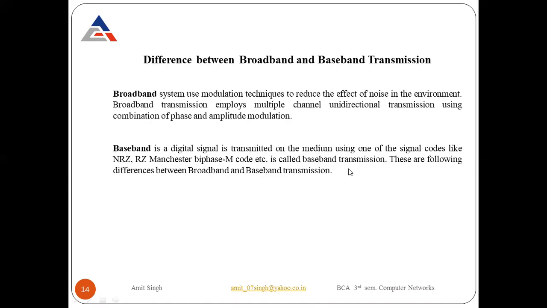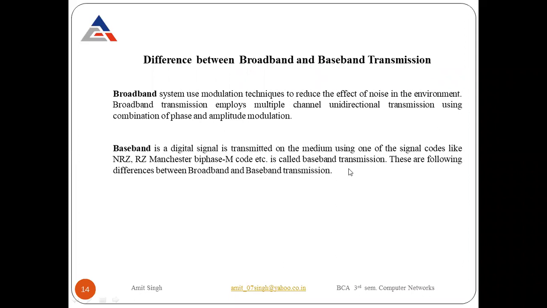The next topic is the difference between broadband and baseband. Now we have two different types of transmission. One is called broadband, and the other is called baseband. Let's start discussing the first one, broadband. Broadband systems use a modulation technique to reduce the effect of noise in the environment. Broadband transmission employs multiple channels with unidirectional transmission using a combination of phase and amplitude modulation. What about baseband? In baseband, a digital signal is transmitted on the medium using one of the signal codes, like NRZ.